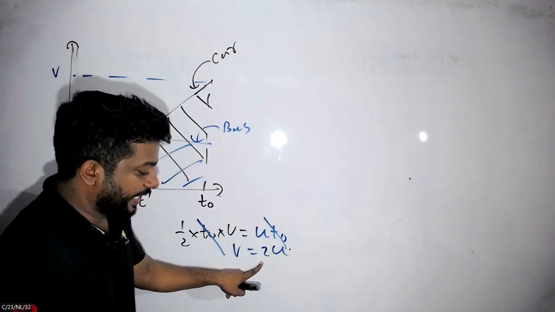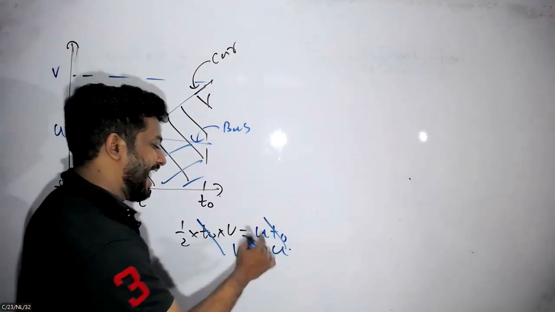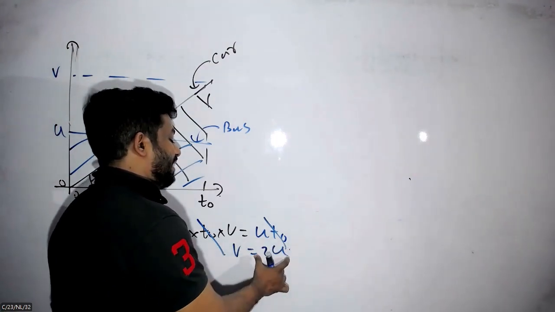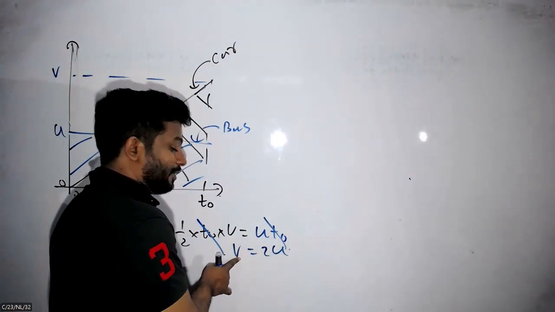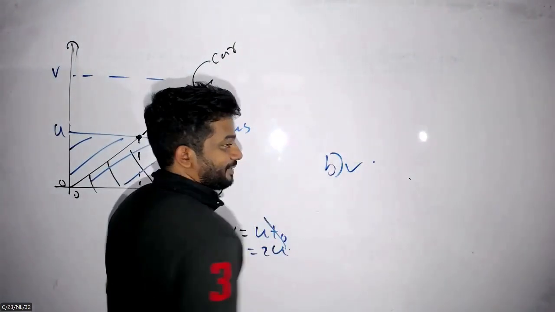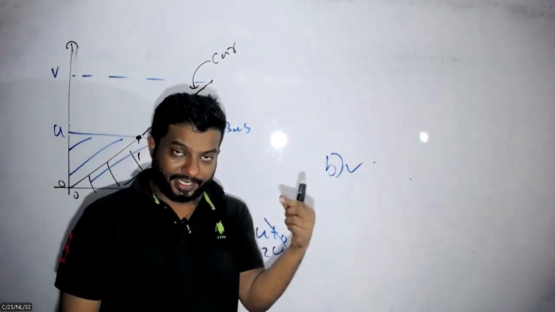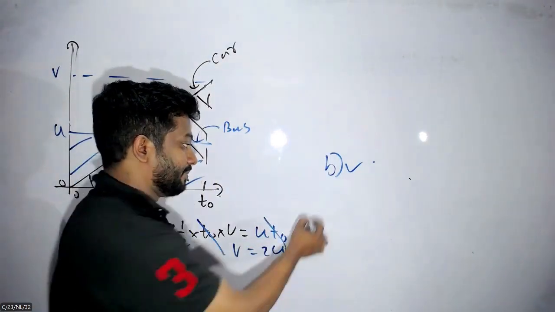Did you see, when you find this answer, you didn't use the acceleration of the car. That means this velocity doesn't depend on the acceleration of the car, right? Therefore, the B statement is a correct statement. Right? Let's try to find the correctness of the third, C statement.